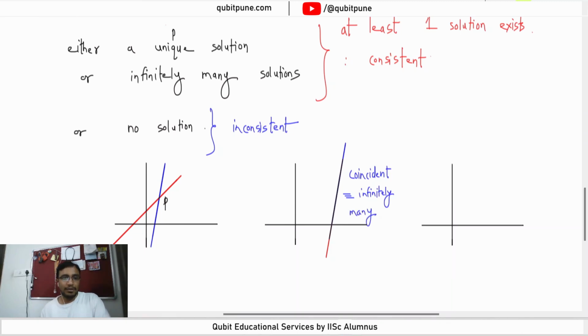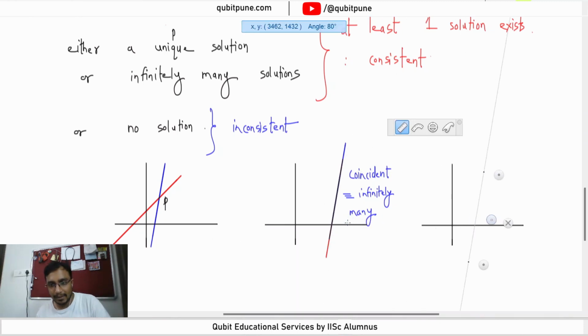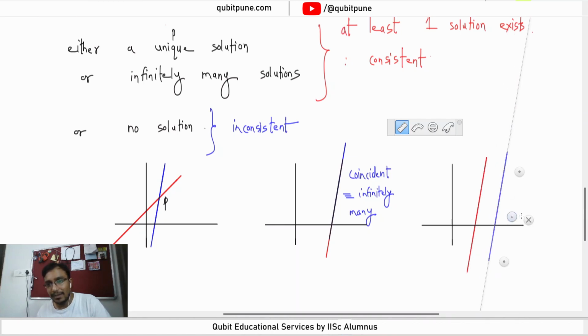And no solution means the lines are parallel. Yeah, lines are parallel. Correct. Now in 2D, coincident lines is not that convincing.